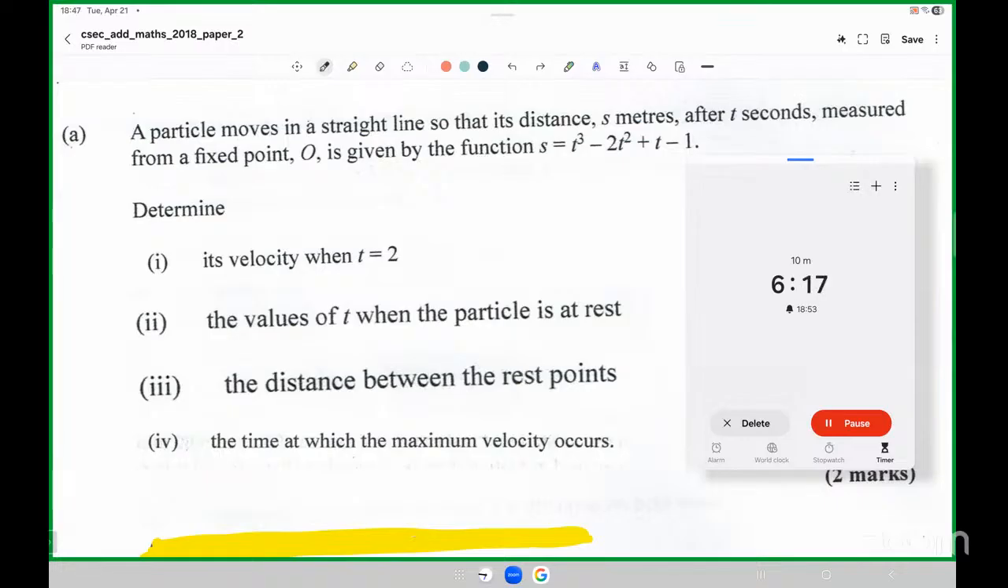Velocity equals the distance between the two rest points, then the time of maximum velocity. That's easy. That's what I think you have.